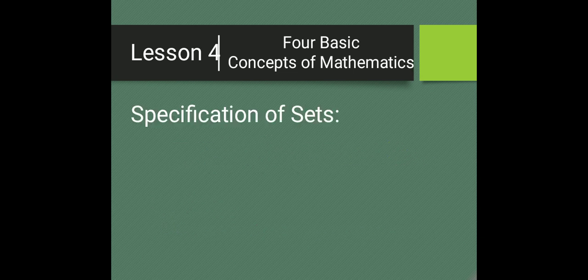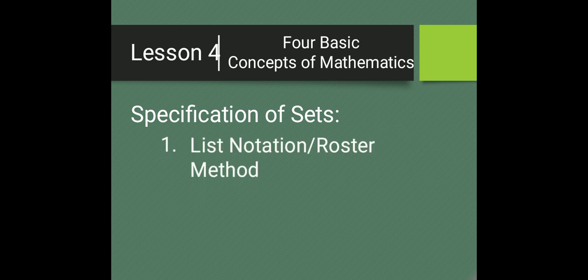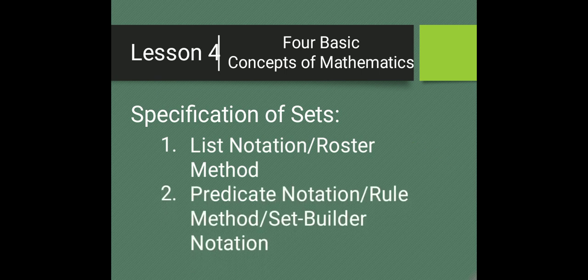Okay, and we have ways to write or specify a set. In mathematics, we have three. One of these is the roster method or list notation. We also have predicate notation, the rule method, and set builder notation. We also have this one, the recursive rule. But in mathematics, we usually use these two, the roster method and the rule method. The recursive rule is seldom used.